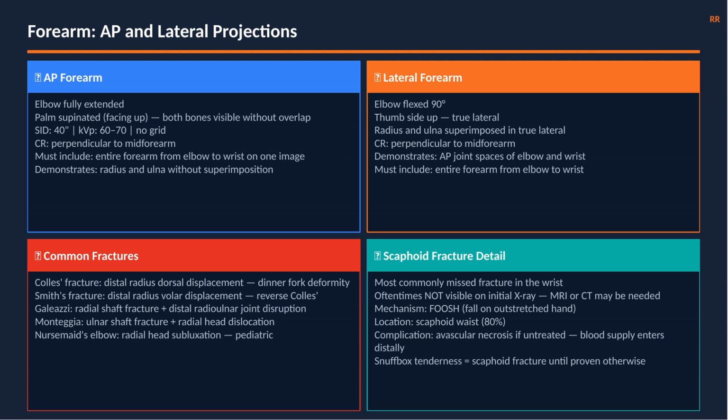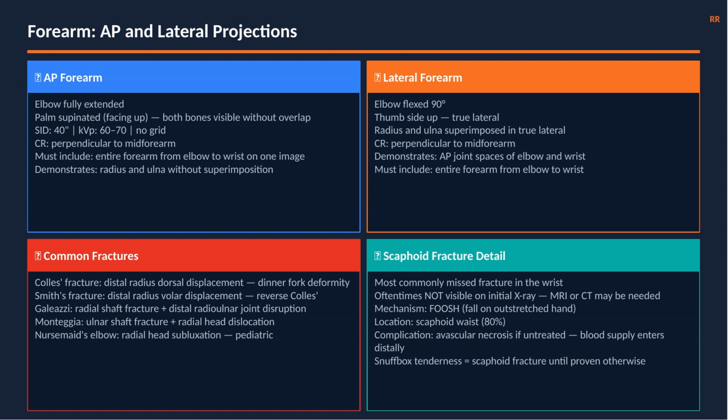6 common fractures of the forearm and wrist. Colles fracture. Distal radius with dorsal displacement. The classic dinner fork deformity on the lateral view. Most common fracture in adults. Mechanism. Fall on outstretched hand, FOOSH.